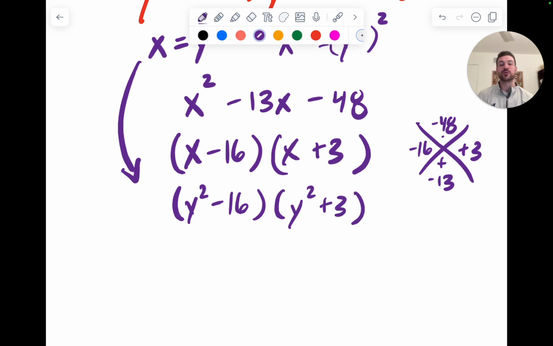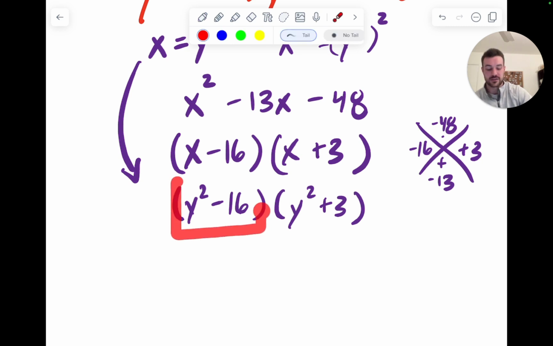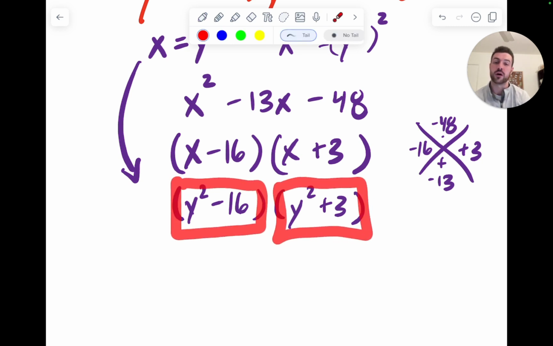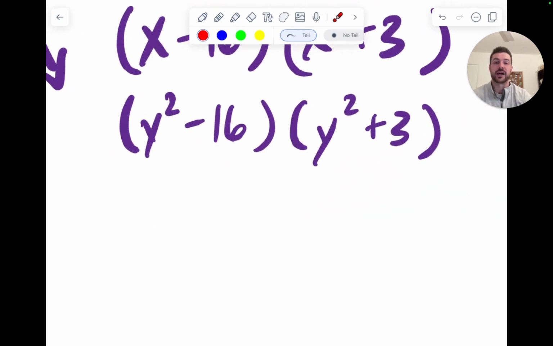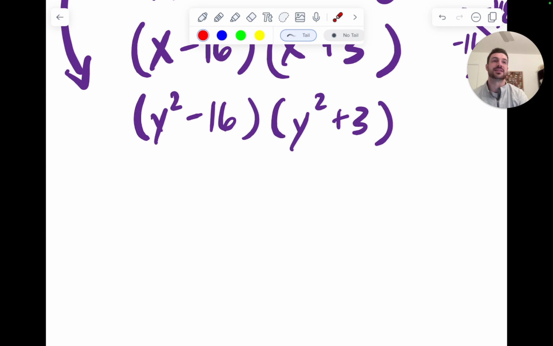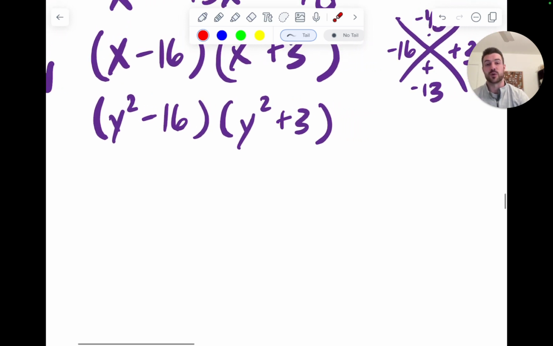Now, normally we think we're done, but we have to remember whenever we're factoring, after a factoring step, we need to check our factors and see if they can be factored more. If we look at this first binomial, we've got y squared minus 16. Those are both perfect squares, and we're subtracting them. So this is really going to be the difference of squares pattern.